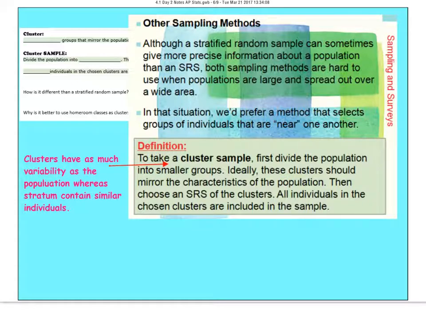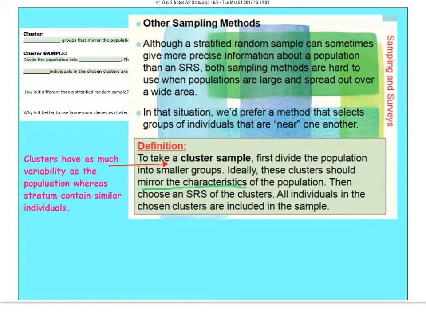And what you do in this is you actually divide your population that you're looking at into smaller groups. Ideally, these clusters should have mirror characteristics. So you're basically making many mini populations. So you don't group by like group.